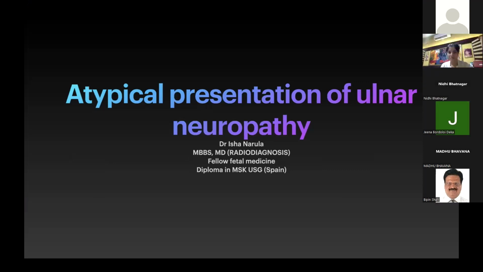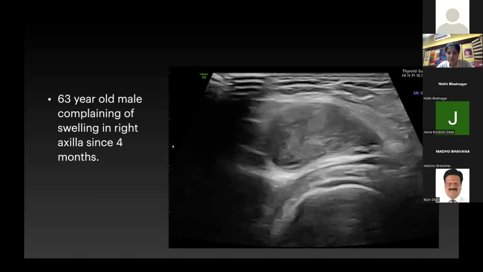So after a wonderful presentation by Dr. Jeena and an exhaustive one on peripheral nerve sheath tumors, I'll be discussing a similar case, an atypical presentation of ulnar neuropathy. A 63-year-old male presented to us with a complaint of swelling in the right axilla since 4 months. This is the spot image of that swelling. Any guesses what it can be, based on the age and the area of the swelling?